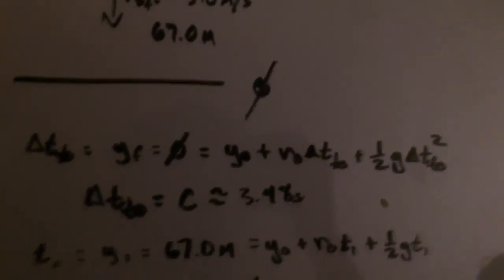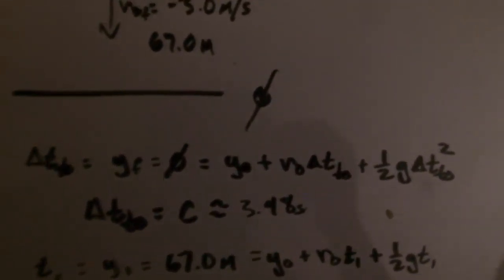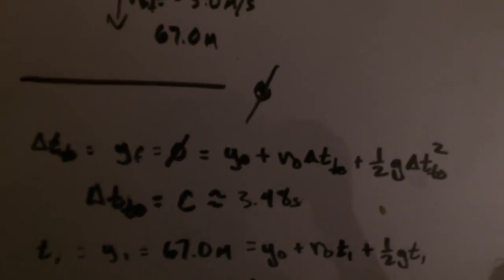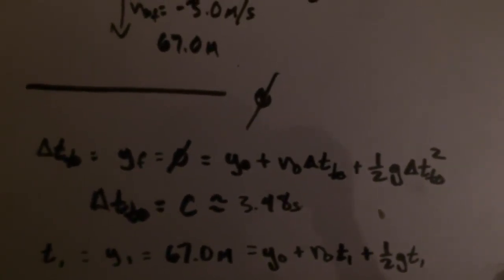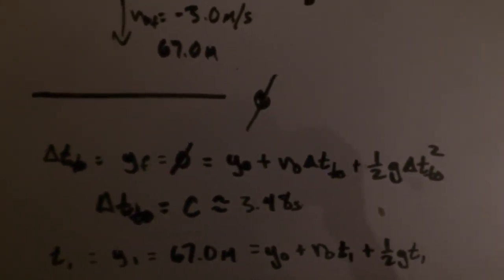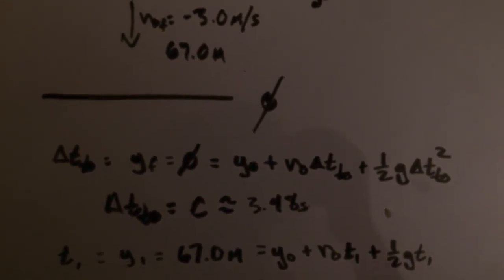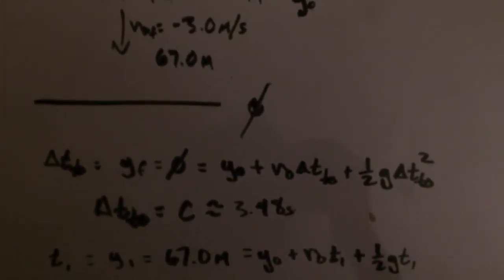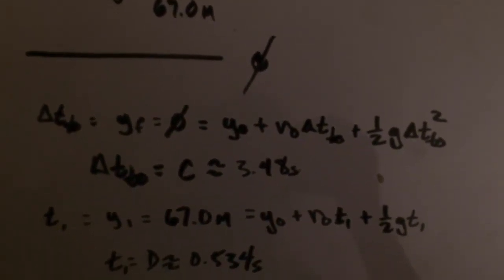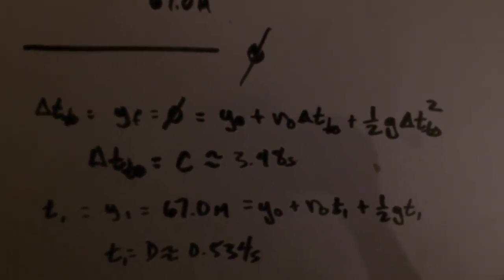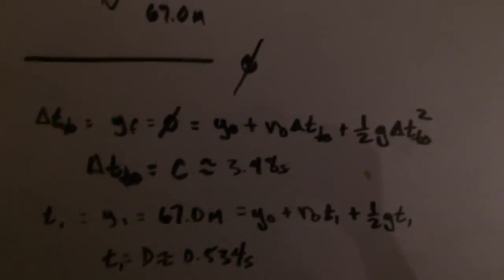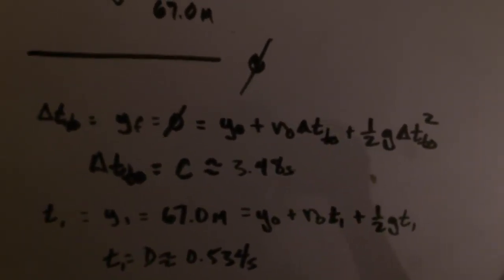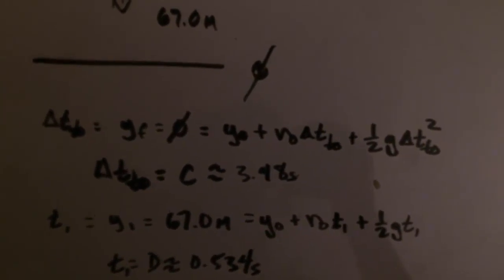Okay, so the next thing we want to do is solve for the time it takes for the rock to fall through 3 meters. Doing that, we're going to set y1 equal to 67 meters. Then we're going to write the distance equation. y0 is still 70, v0 is still negative 3, g is still negative 9.81. Substituting those values in for the variables and using the quadratic formula, we find that it takes roughly half a second for the object to fall through 3 meters.